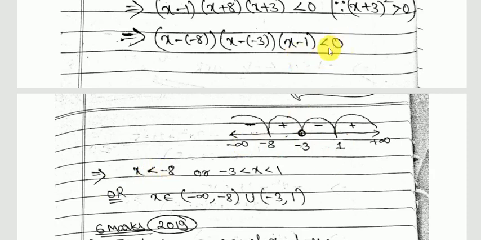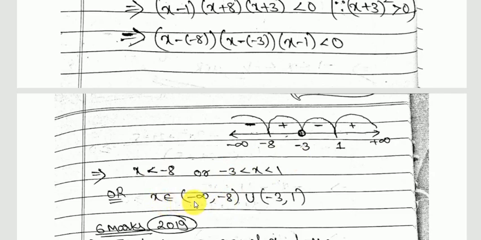Here equal to sign is not there, that's why minus 8 is not considered, because for minus 8 it's 0, okay. So x should be less than minus 8, or x should be somewhere in between minus 3 and 1, okay. And here 1 is not included because equal to sign is not there, okay. And minus 3 is already rejected, means excluded, we are not considering it, okay, because if you consider, then denominator will be 0.